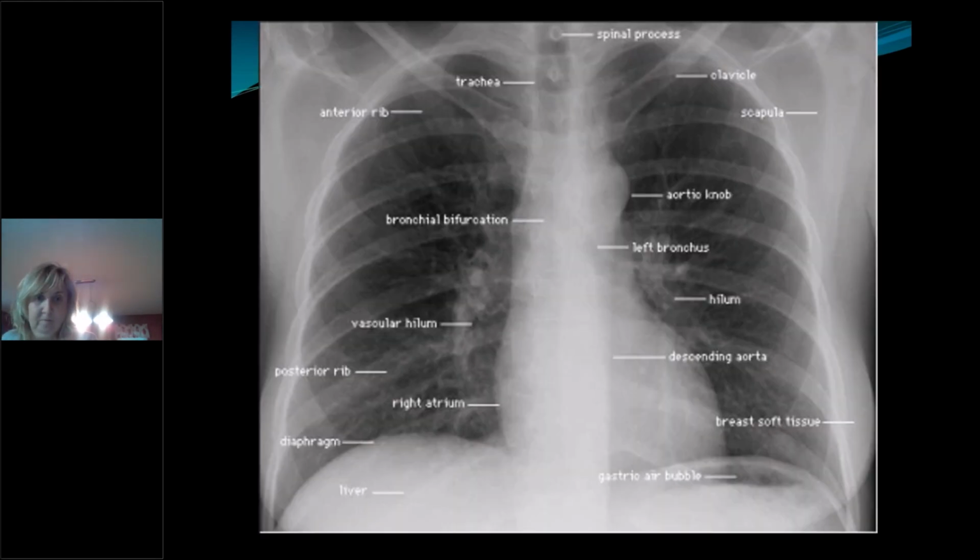All right, let's look at a few more things. Unfortunately, your chest x-rays still don't come like this, but you get a little better idea. So when we're looking at this, we see the spinous processes in the middle. We've got the clavicles coming in.